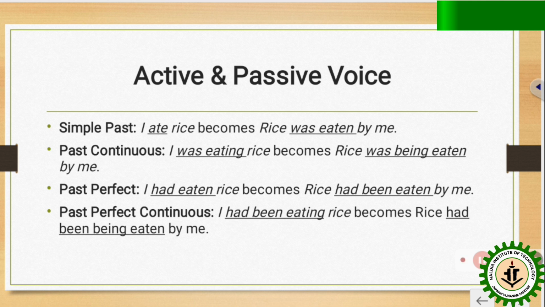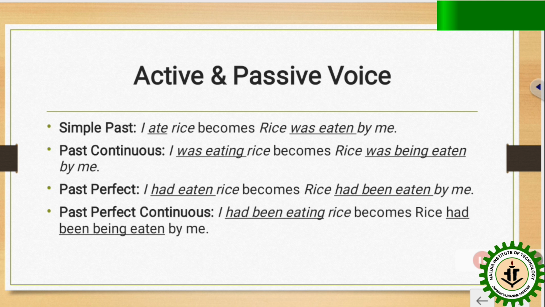Let us now focus on past perfect tense. Although we rarely use past perfect tense and past perfect continuous tense, let us have the same sentence in past perfect tense. In past perfect tense, the same sentence can be written as I had eaten rice. Now again in passive voice, the object of active voice becomes the subject, so rice is the subject here.